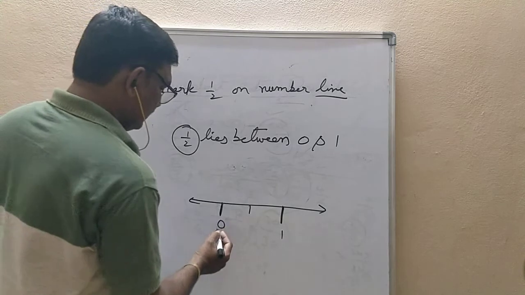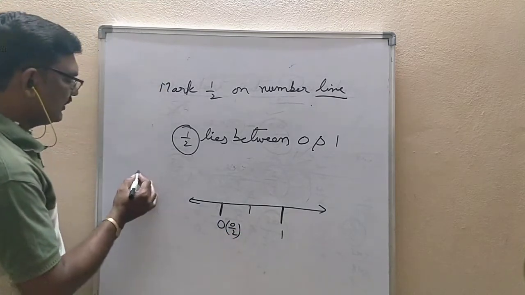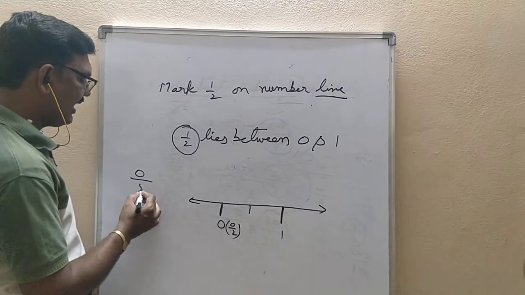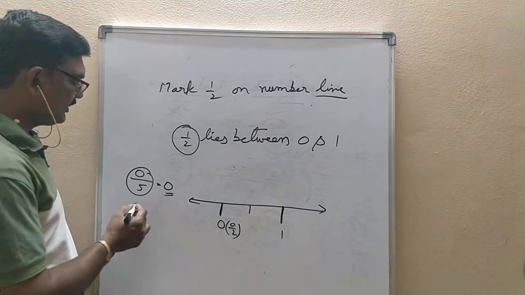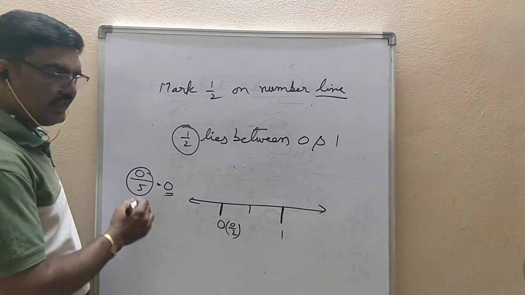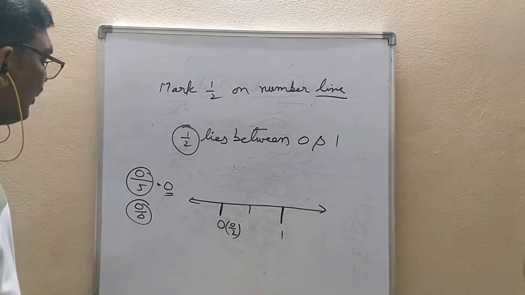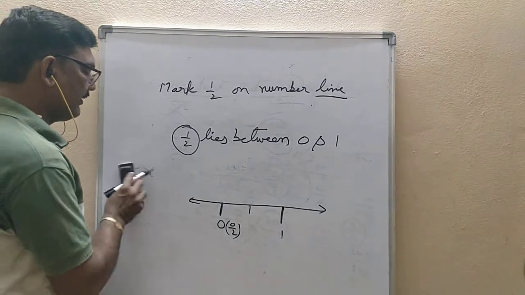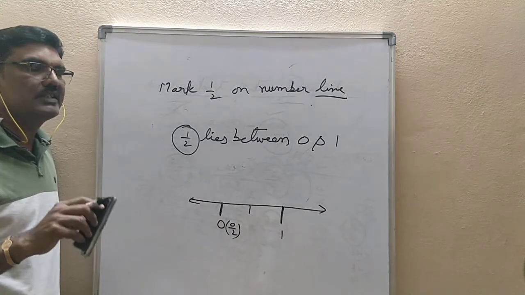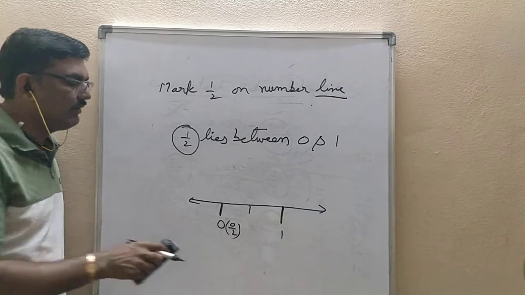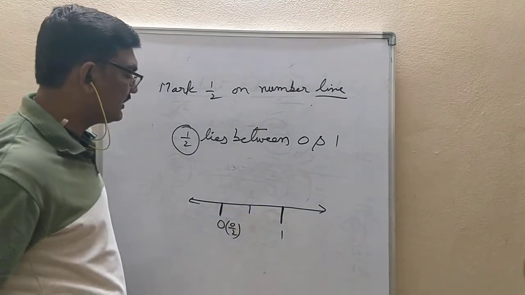Now 0 can be written as 0 by 2. Numerator is 0, whatever denominator is there, its value is 0 only, except 0. 0 by 0 is infinity, not defined. Its value till now no one knows about it. 0 by 0 is not defined. 0 by any number, like 0 by 1 is 0, 0 by 2 is 0, 0 by 3 is 0, like that. But why did I write 2 here? Because it is made into 2 equal parts.